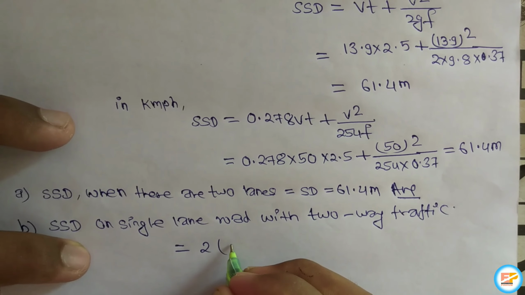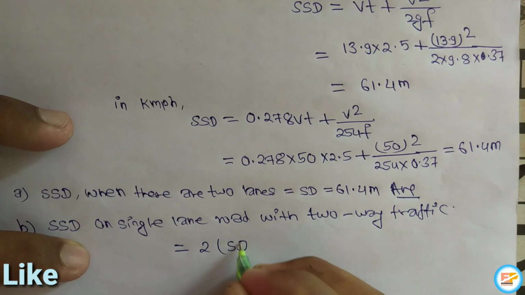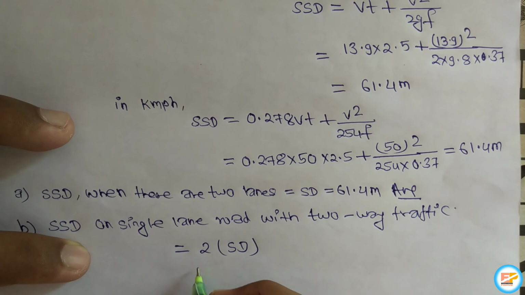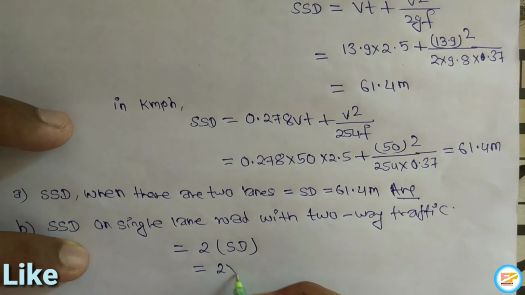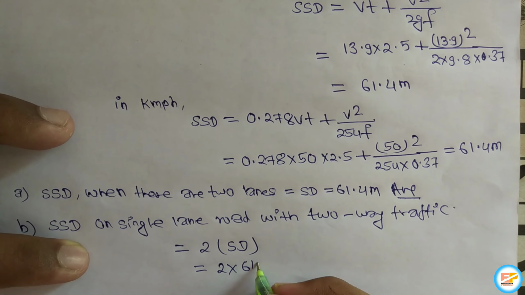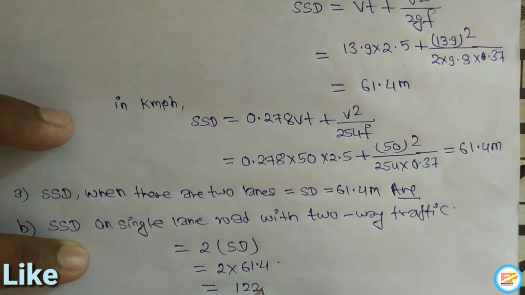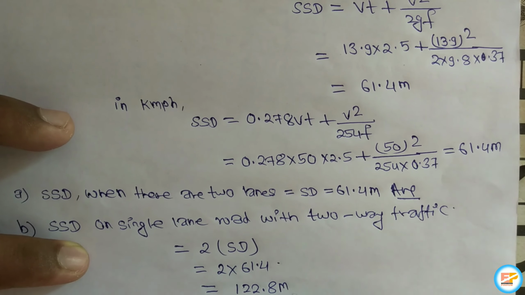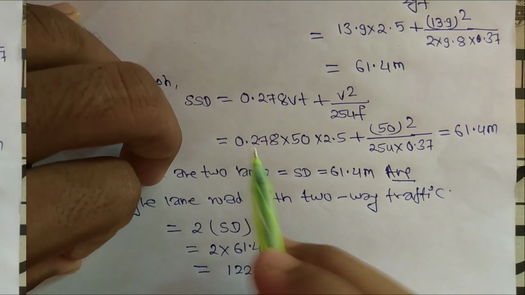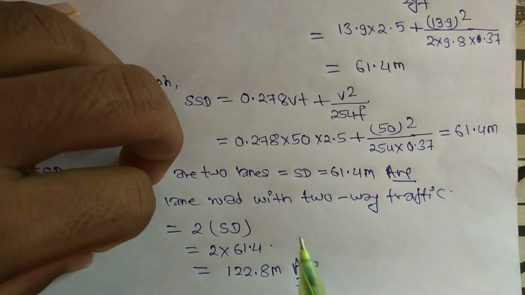SSD, stopping sight distance, is equal to 2 into SSD. How much did we calculate? 61.4 meter. So it is equal to 122.8 meter. So this is the solution of this question. You can solve in this way.